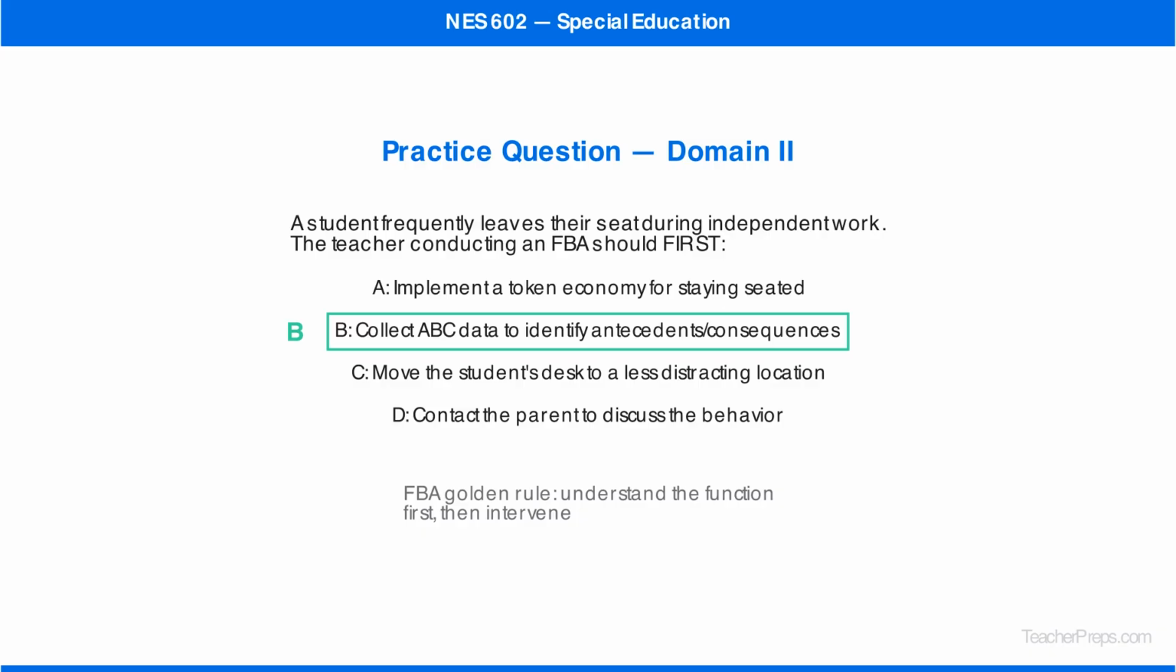In an FBA, you always start by collecting data to understand the function of the behavior before implementing any intervention. A token economy and a desk move are interventions that skip the analysis step. Contacting the parent may be useful, but doesn't address identifying the function. The golden rule of FBA: understand the function first, intervene second.